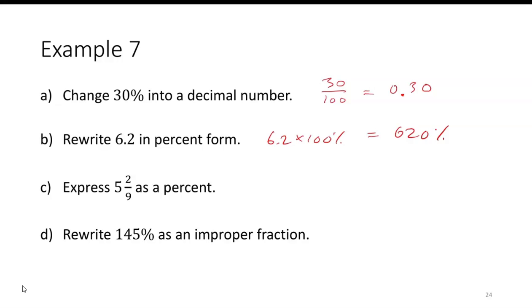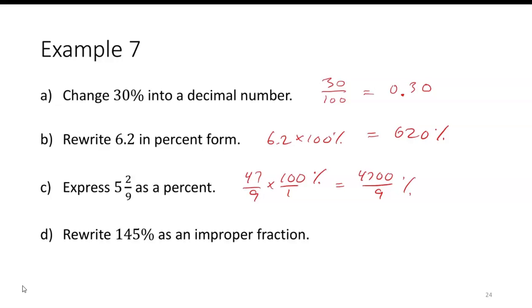5 2/9 as a percent. Let's go ahead and change this into an improper fraction. So that's going to be 5 times 9 is 45, plus 2 is 47. So that's 47 ninths times 100%. So this comes out to be 4,700 ninths percent. And then you can reduce it to a mixed number again if you want.